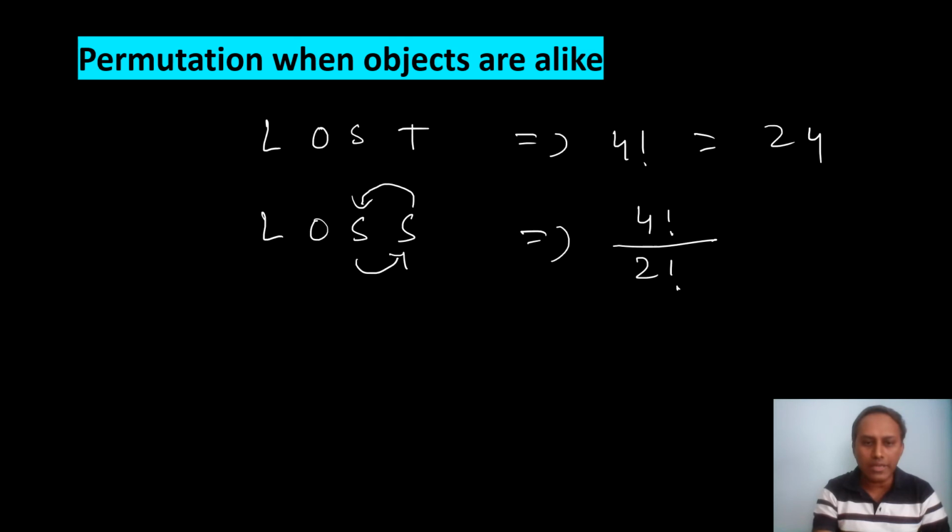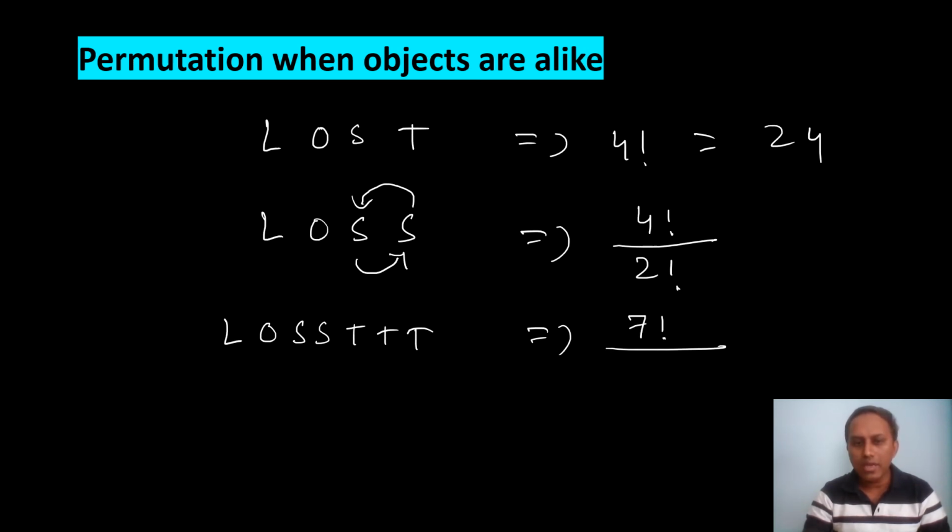Let me elaborate with another example. Suppose we have this word LOSSTTT. Again the same question: if the letters are rearranged, how many words can we form? Now how many letters do we have in total? 7 letters. So the arrangement should be 7 factorial upon how many alike? 2 S alike, so 2 factorial. 3 T alike, so into 3 factorial. This is the arrangement. So this is how we deal with it when the objects are alike.